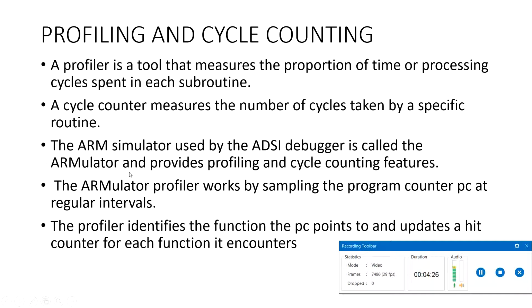So Armulator is something like Keil that we use in our lab. It is used to keep track of profiling and cycle counting. The Armulator profiler works by sampling the program counter (PC) at regular intervals. That means PC keeps track of the next instruction to be executed. So it keeps track of the PC so that it can know when a subroutine has started and when it is going to end, so that it can directly calculate the timing constraint.